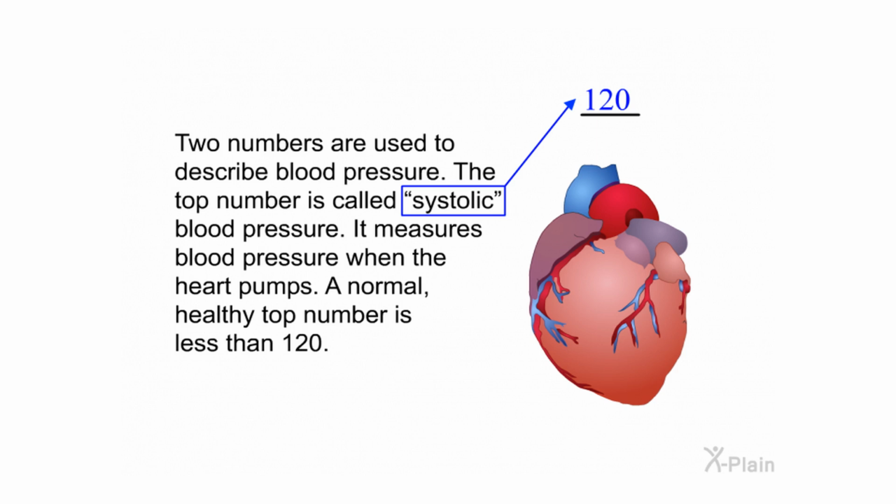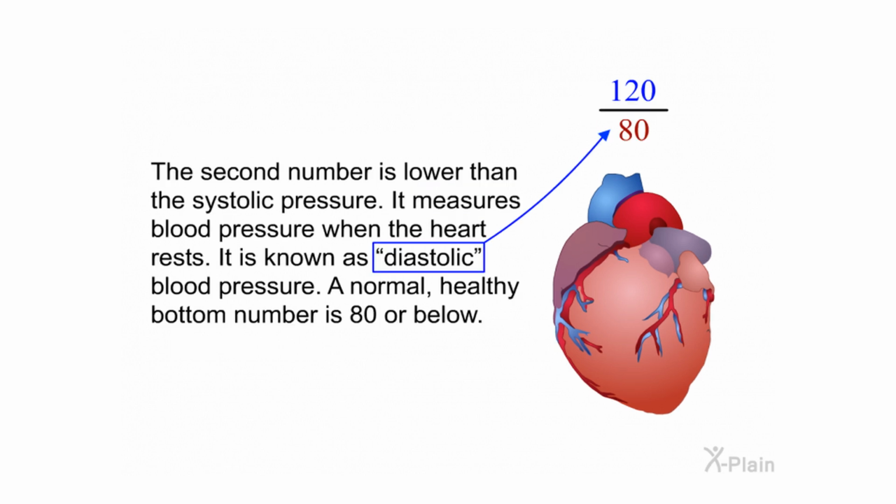Two numbers are used to describe blood pressure. The top number is called systolic blood pressure. It measures blood pressure when the heart pumps. A normal, healthy top number is less than 120. The second number is lower than the systolic pressure. It measures blood pressure when the heart rests. It is known as diastolic blood pressure. A normal, healthy bottom number is 80 or below.